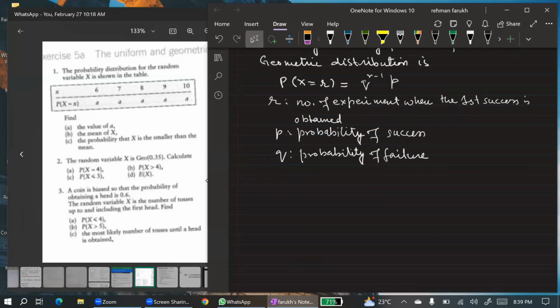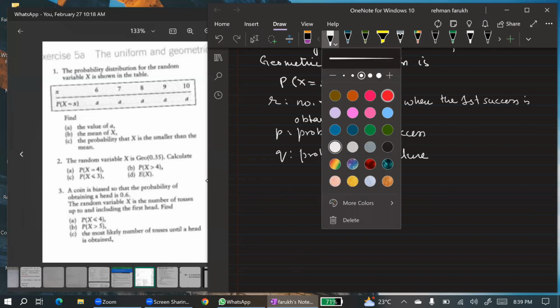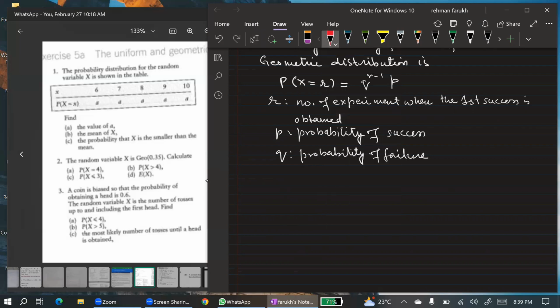अब कुछ रिजल्ट्स हैं बड़े इंपॉर्टेंट जो आपने याद रखने हैं। Probability of x less than equal to x is equal to 1 minus q power x.